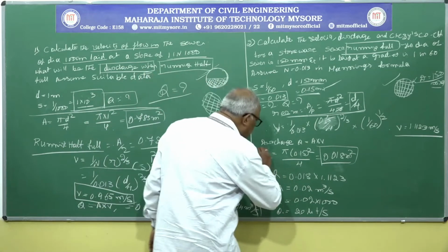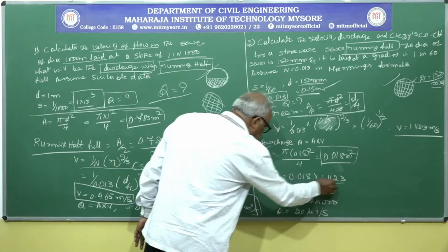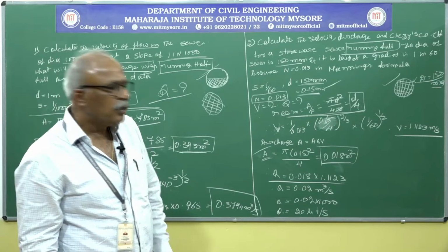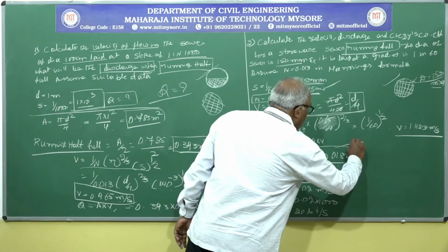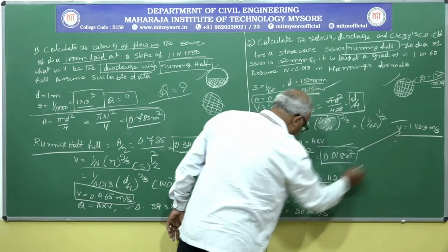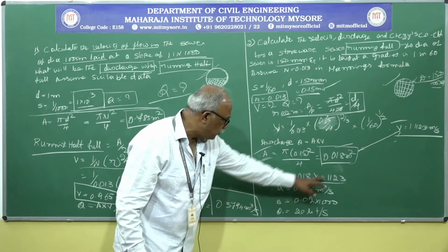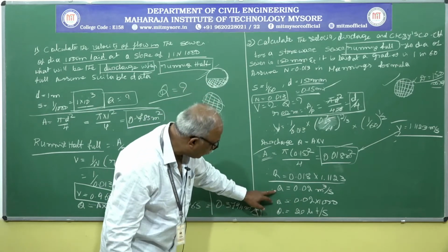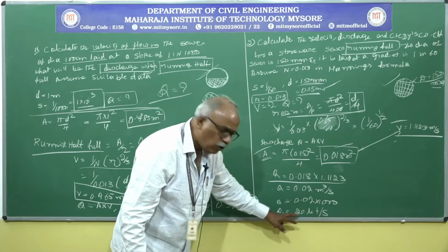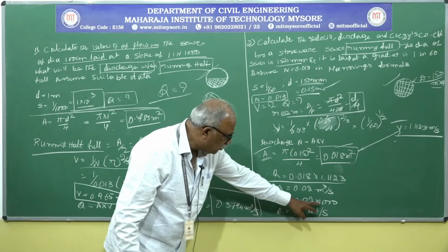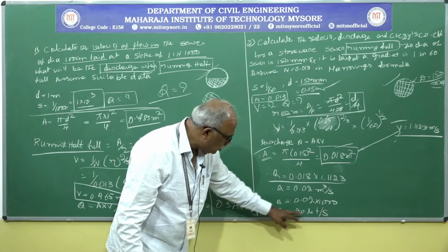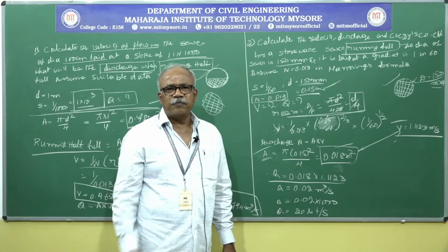Next, after calculating the area, I can directly calculate the discharge. To calculate the discharge, Q is equal to A into V. Already I have calculated the area and velocity, so I multiply both values. Finally, I get Q is equal to 0.02 meter cube per second. If you want it in liters per second, multiply by 1000. Finally, Q equals 20 liters per second. Are you clear or not?